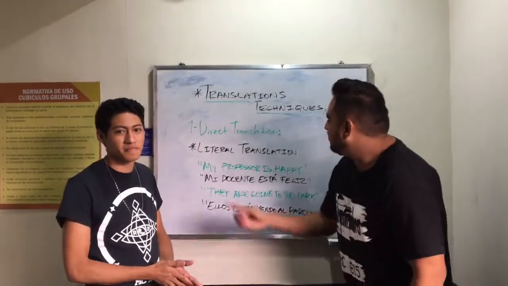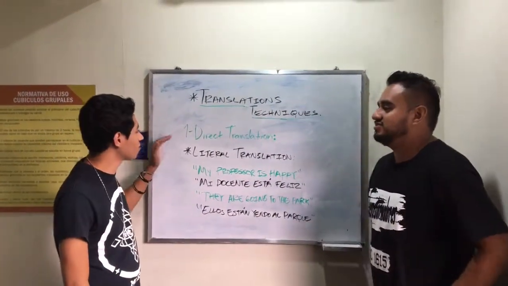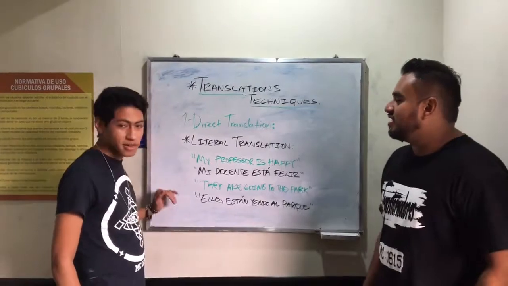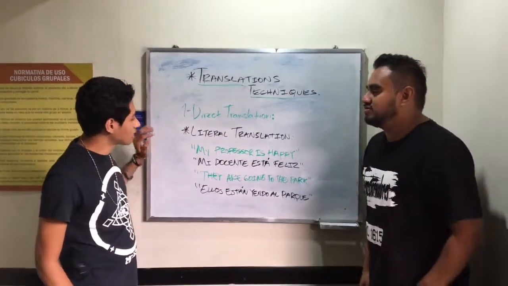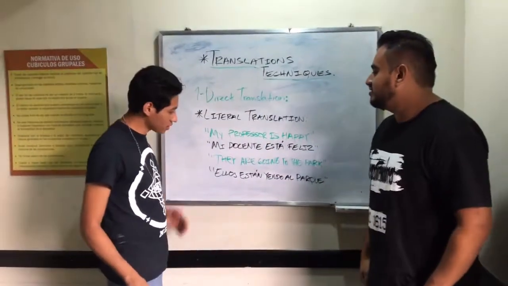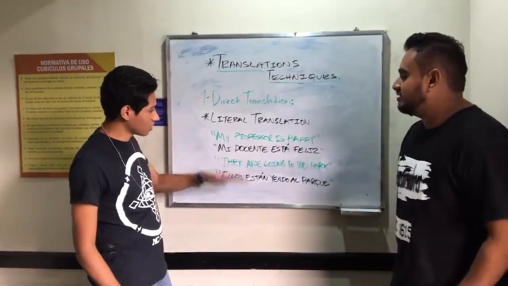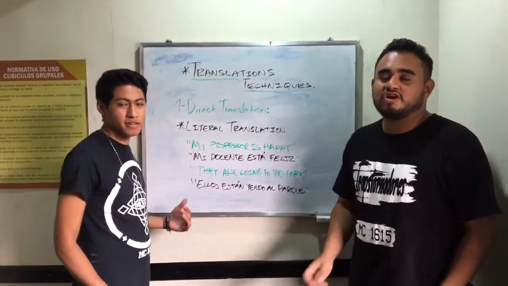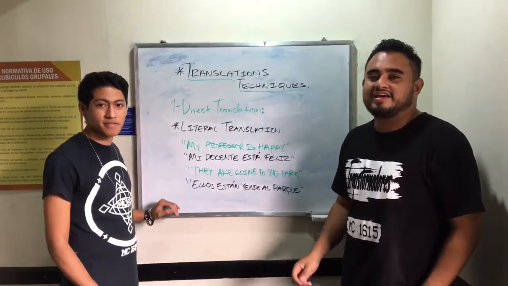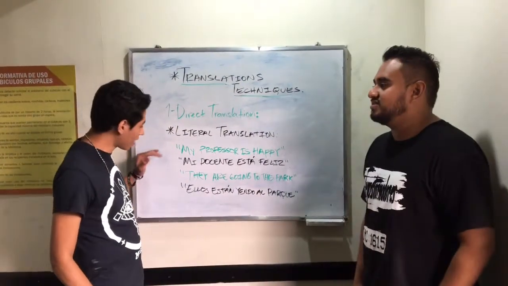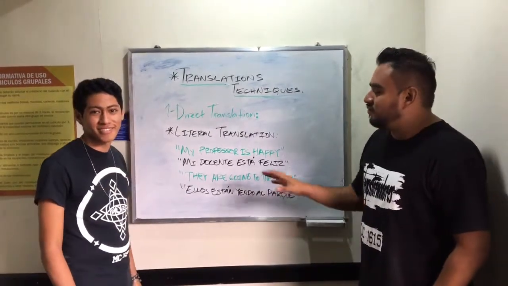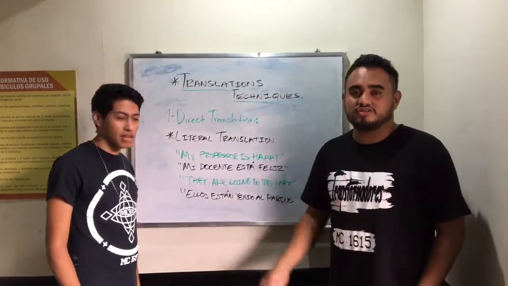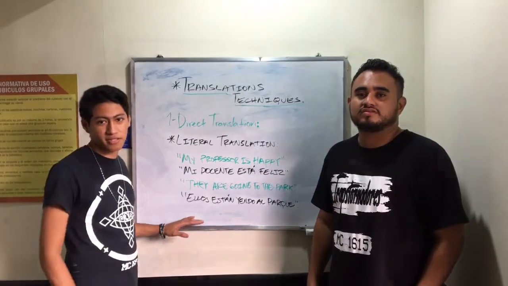Now we have here the literal translation, and there are two sentences for explaining how to use literal translation. For example, we have, my professor is happy. They are going to the park. As you can see here, we are not changing the structure of the sentence. We are saying exactly what we want to mean to others.